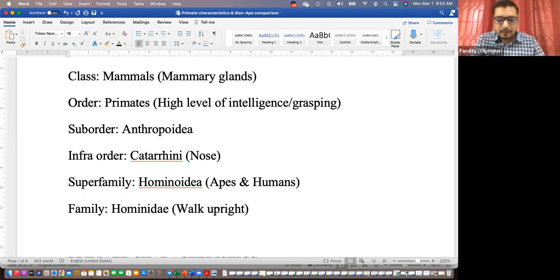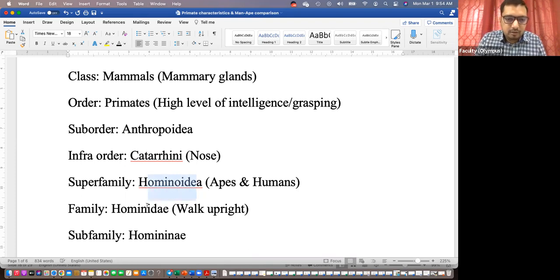Now within the family, there is a subfamily. So superfamily, family, subfamily. When they say know the position of humans in the primate classification, this gives us that position, where exactly we are. The subfamily is called Homininae. The suffix changes again here. So Hominoidea superfamily, Hominidae family, Homininae subfamily. This is where modern humans are placed. Archaic humans were part of Hominidae.